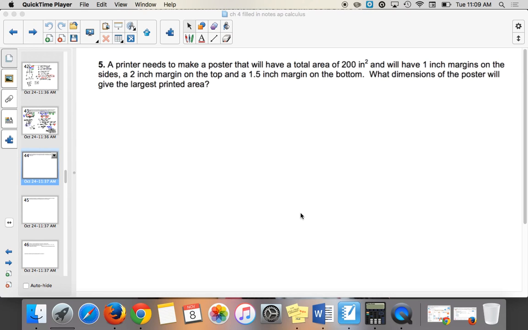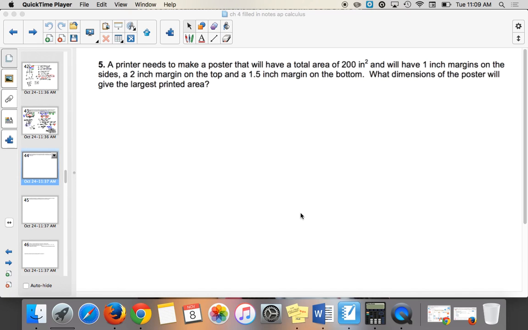Optimization. Number 5 says a printer needs to make a poster that will have a total area of 200 square inches and will have a 1-inch margin on the sides, a 2-inch margin on the top, and a 1.5-inch margin on the bottom. I think I did this because this is what you need for letters of rec in order to print on the letterhead. What dimensions of the poster will give the largest printed area?